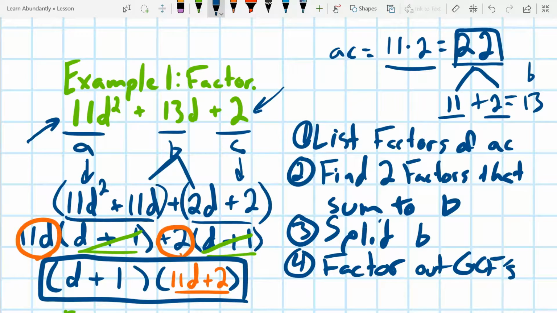So we listed the factors of AC. We did 11 times 2 and found 22. And then we found two factors that added to the middle number, 13. And then we took the middle number and split it into two pieces. So there's step 3. Step 4, we factored out the GCFs. In step 5, we rewrite as the answer.